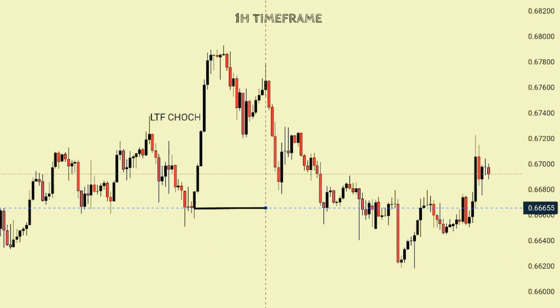Break of structure is the confirmation that the market has accepted a new direction after a change of character. On this chart, once the low time frame change of character occurs, price does not immediately reverse. Instead, it comes back, forms a lower high, and then breaks below the previous structural low with strong momentum. That is the break of structure.